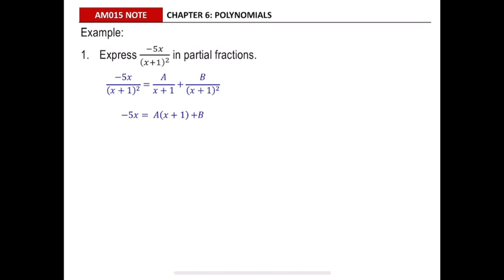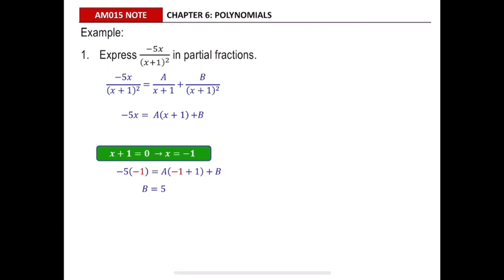Now solve for A and B using the substitution method. We substitute x equals negative 1 first, and we get the value for B. Because there is only one factor, we can choose any number to substitute. So I choose x equals 0 because it is easy to calculate. Now substitute 0 into the equation together with the value of B, and we get the value for A. Then state the final answer.